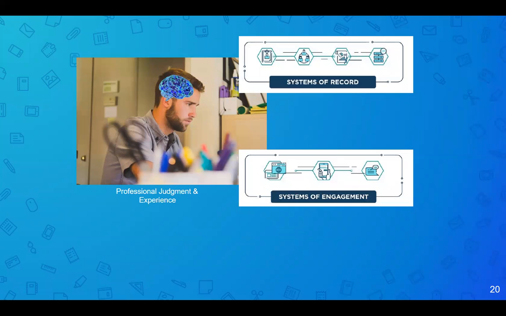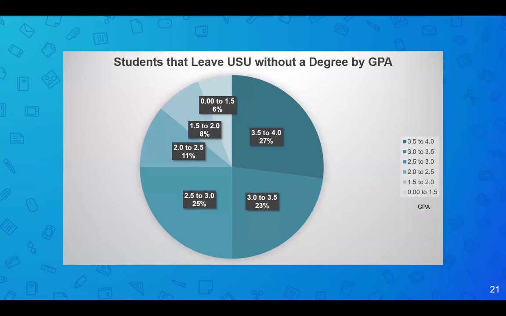They're at promise. And that is great, but we get off track because a lot of times things that are relied on are not actually great signals. For example, at Utah State, this is a pie chart of everyone who has left Utah State without a degree.